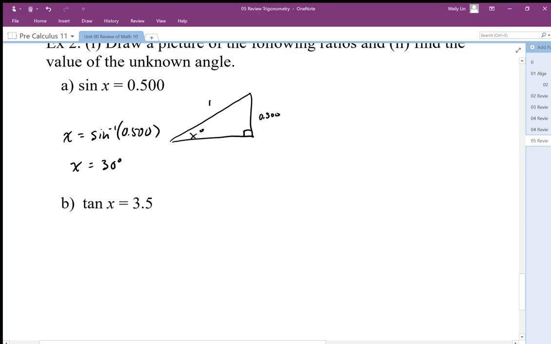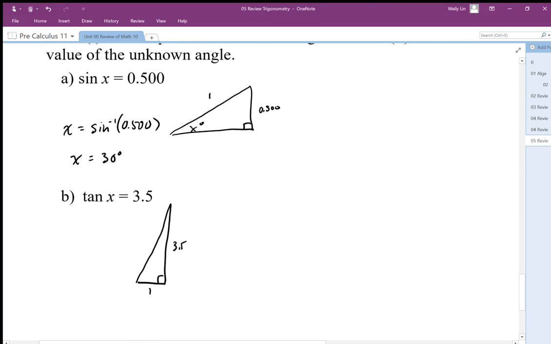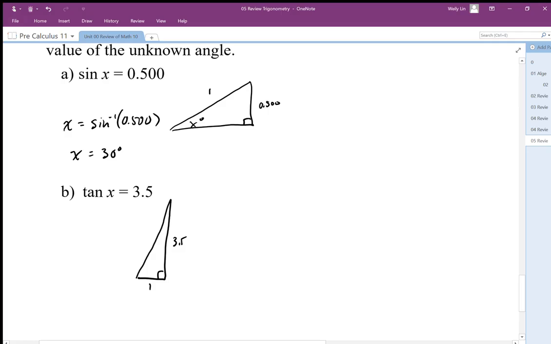Same thing when I say that tan x is 3.5. I know that this is a slope of 3.5. This angle is probably going to be pretty close to 75 degrees. I'm going to guess about 70 degrees.